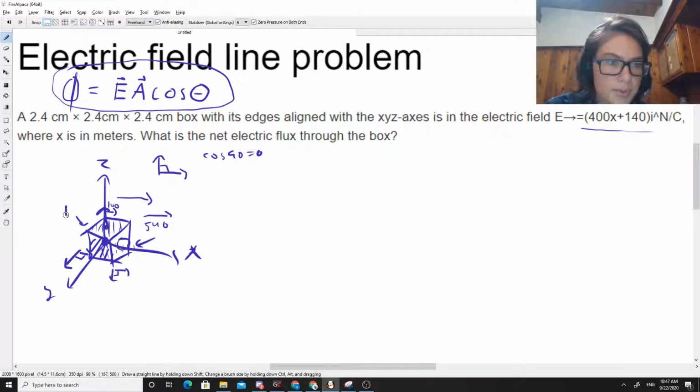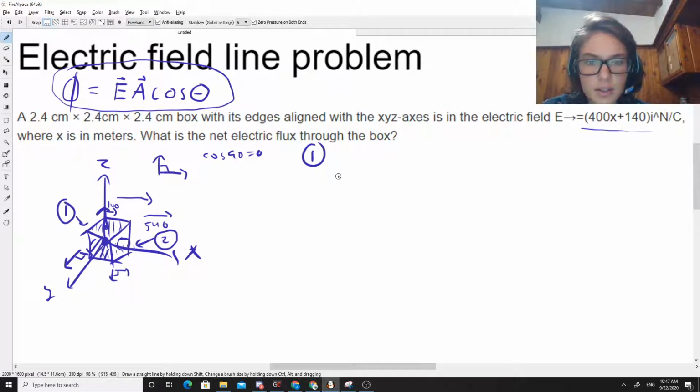And we'll go ahead and label them 1 and 2, and we'll solve for each of the electric flux through those faces respectively. We'll start with the first face, the face in the back that we can't really see. All we have to do is plug in numbers to the equation at this point, right? So we say the electric flux is equal to E. So we'll put the equation in, 400.